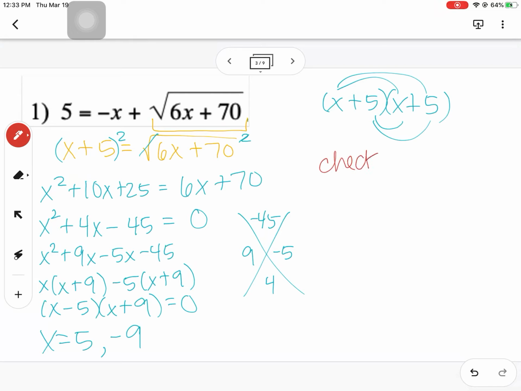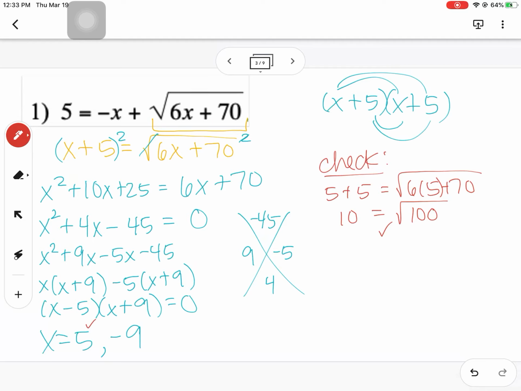But we cannot just believe both, we have to actually check it. I am going to check at this yellow line where I had already moved it. Again, you can check anywhere before you squared it. If I plug in the 5, and do this math to make sure it works. 5 plus 5 is 10. 6 times 5 is 30, plus 70 gives me 100. Square root of 100 is 10, so 5 works.